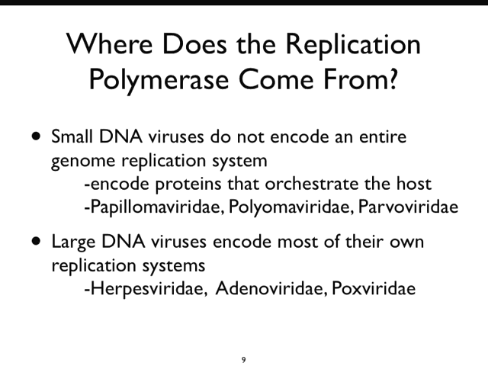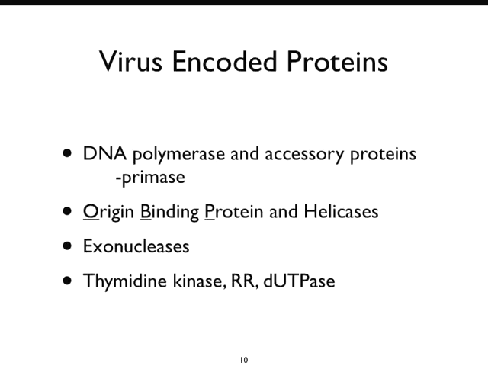Large DNA viruses encode most of their own replication systems. So the herpes viruses, the adenoviruses, and the poxviridae all have polymerases, helicases, topoisomerases, primases, you name it, they got it. And here they are. DNA polymerase and accessory proteins, among them a primase. The primase is important for initiating DNA replication.